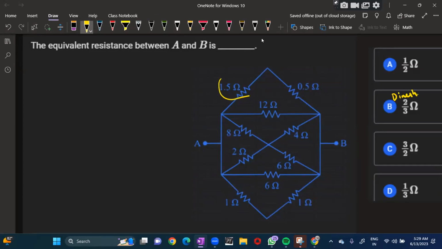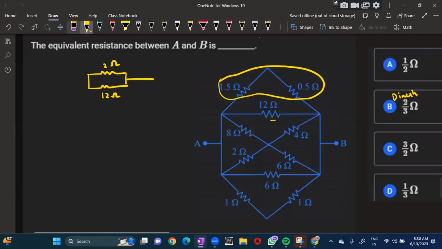Okay, if you simplify, these two are in which combination? Series. So 1.5 plus 0.5, how much? 2 ohm. Again, this is the 12 ohm. This is 8 ohm and 4 ohm. This is 2 ohm and 6 ohm.